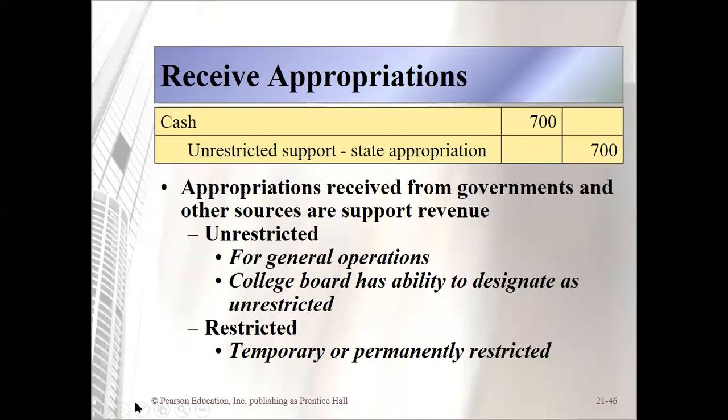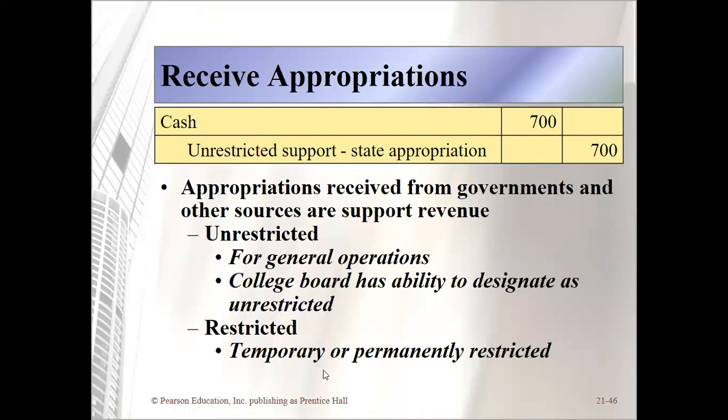Then to continue, we have the appropriations here as received. So this is coming from the government or state with no restriction, for general operations, and then the college board has the ability to designate the fund. I said again, if the funds are board designated, when we say the board, we mean the board of directors, or if this is an NPO, the board of trustees or regents. So in that case, that would be unrestricted.